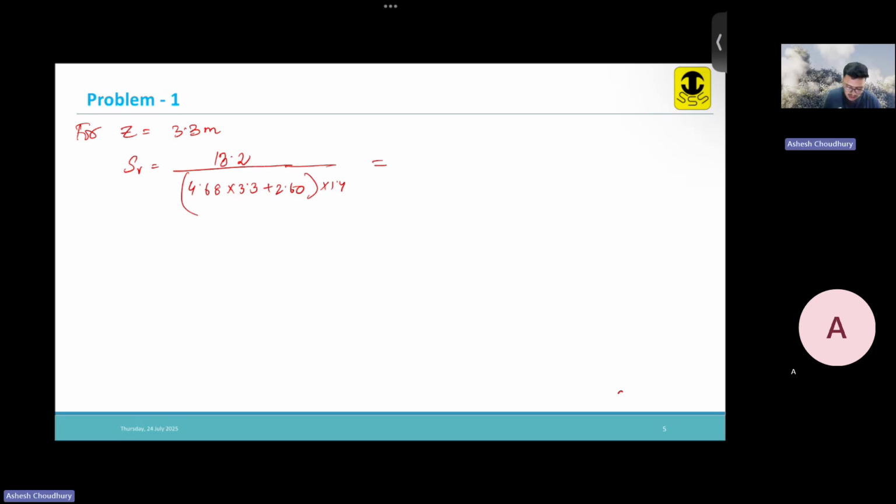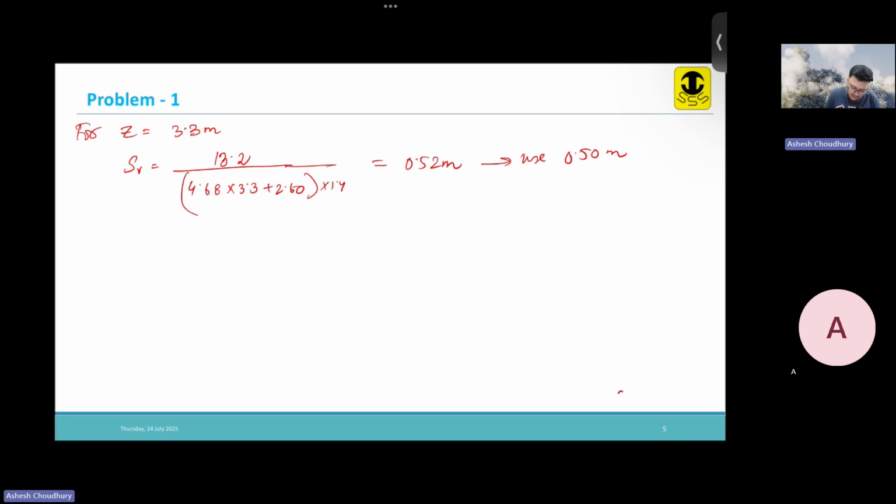Yeah, so sorry for the interruption. So this one will come out as 0.52 meters. So 0.52 meters means we can take around 0.5, right? So 0.5 you can take. So let us use that.